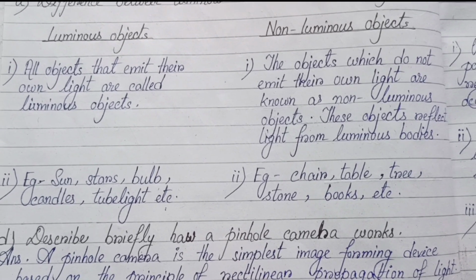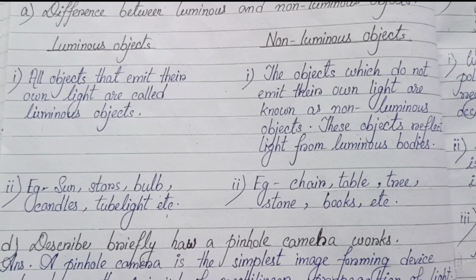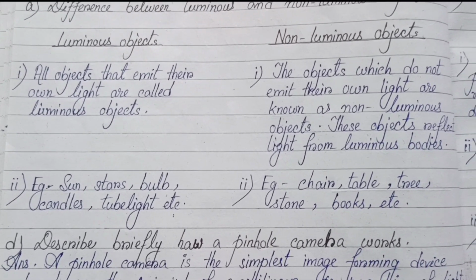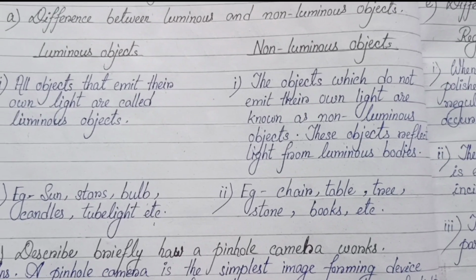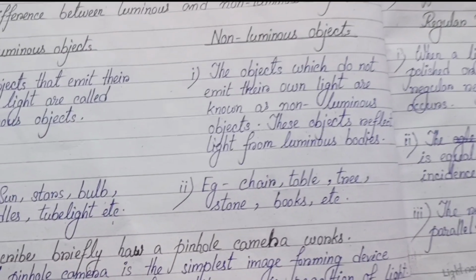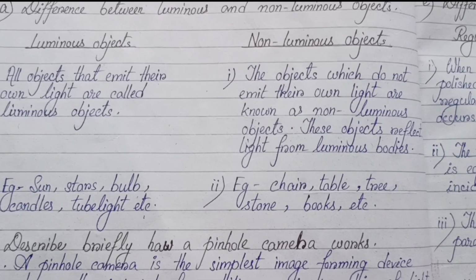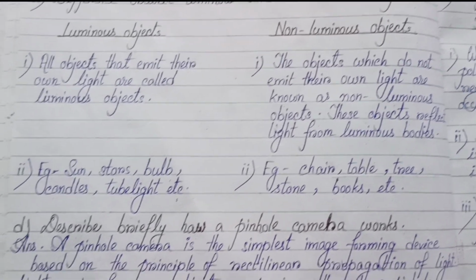Number 2. Examples of luminous objects: sun, stars, bulb, candles, tube light, etc. Number 2. Examples of non-luminous objects: chair, table, tree, stone, books, etc.